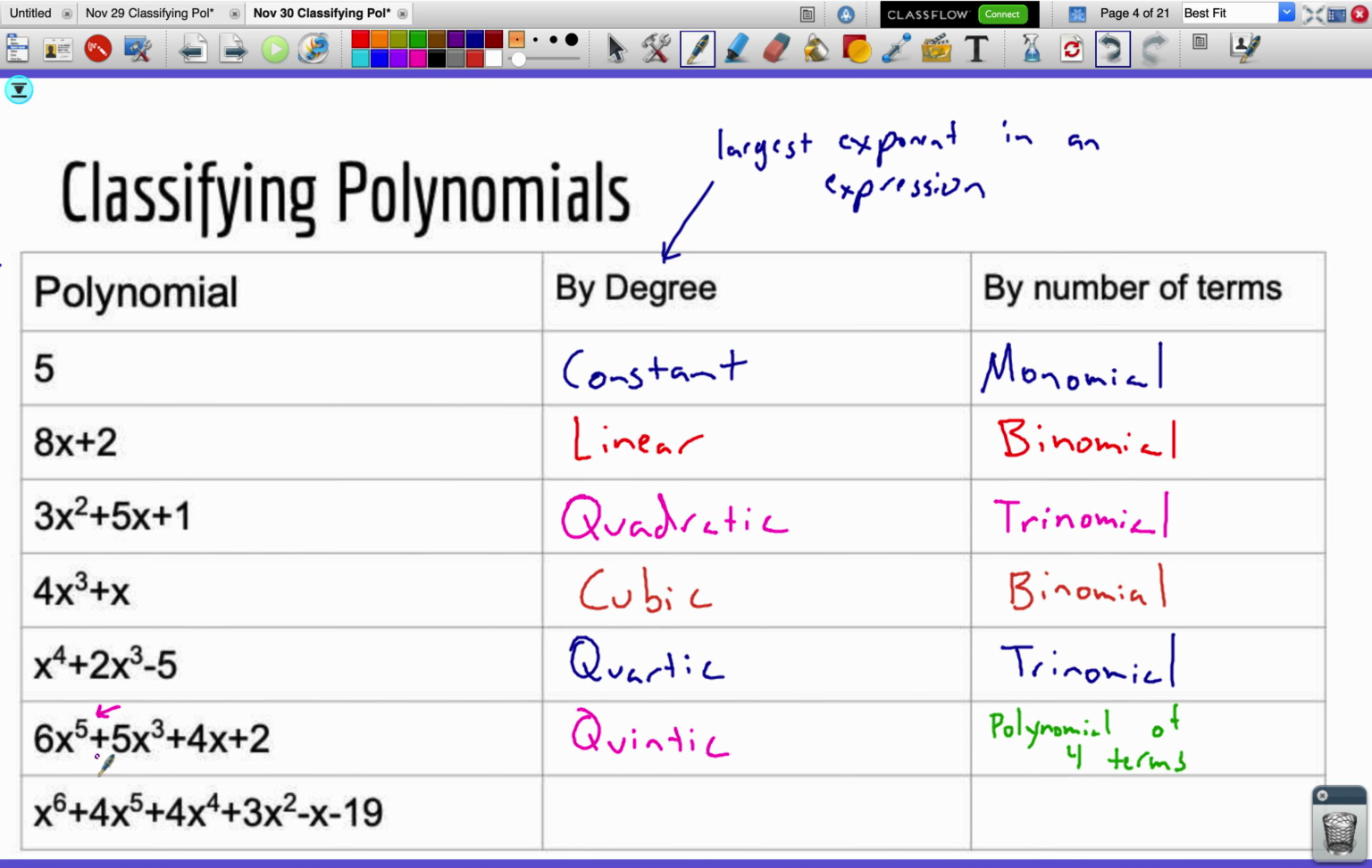All right, last one. Biggest exponent is a 6. So this is where degree stuff's going to be exciting. After the 5th degree, you just start saying 6th degree, 7th degree. So here's a 6th degree polynomial of 6 terms. And that's all we would say for this one.